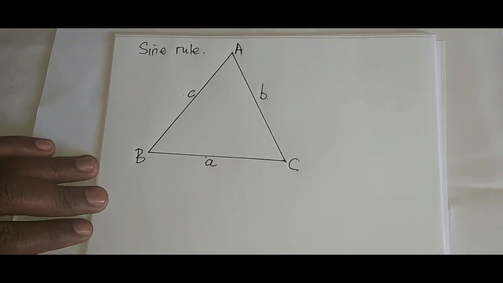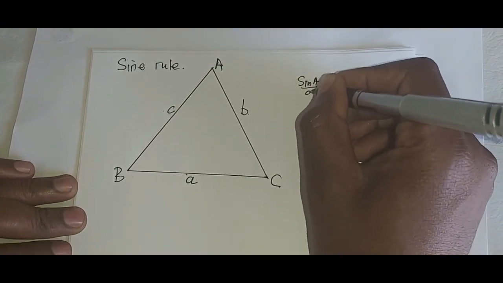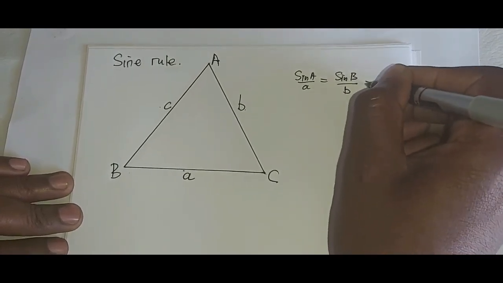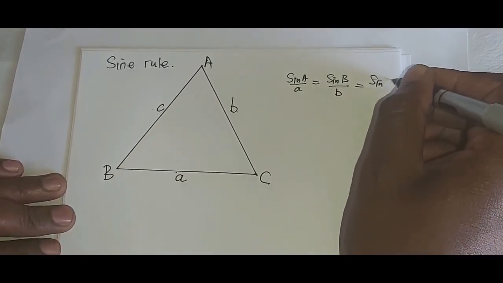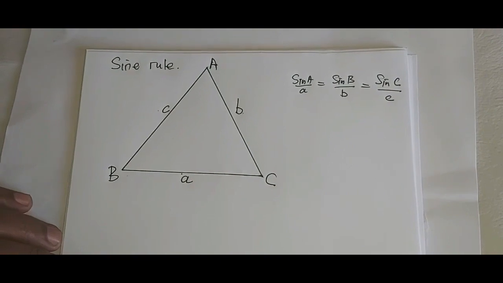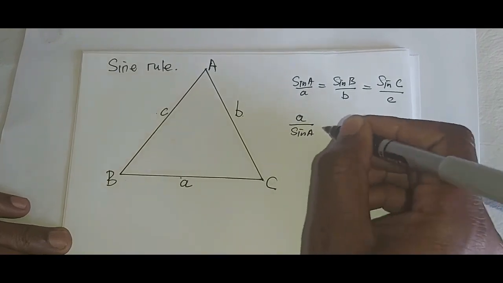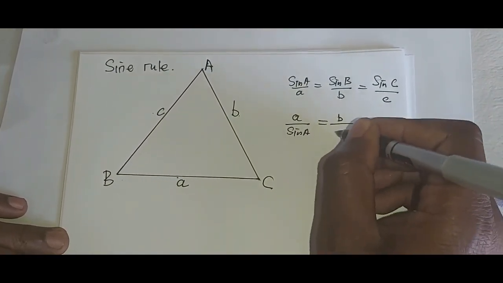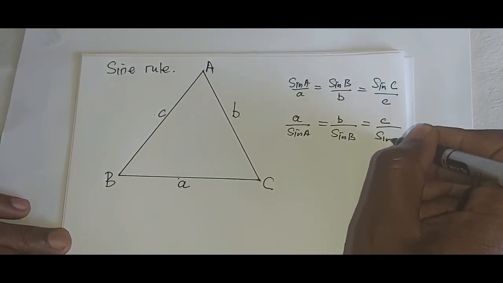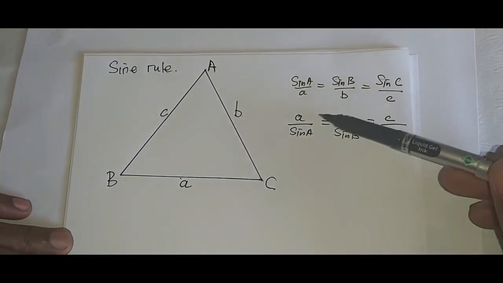Basically, what the sine rule says is that sine A over a is equal to sine B over b, which is equal to sine C over c. The same formula can also be rewritten as a over sine A is equal to b over sine B, which is equal to c over sine C. I normally prefer that you use the second formula.